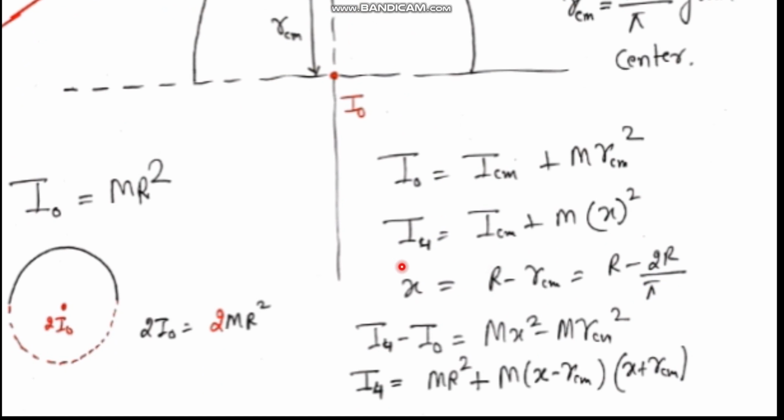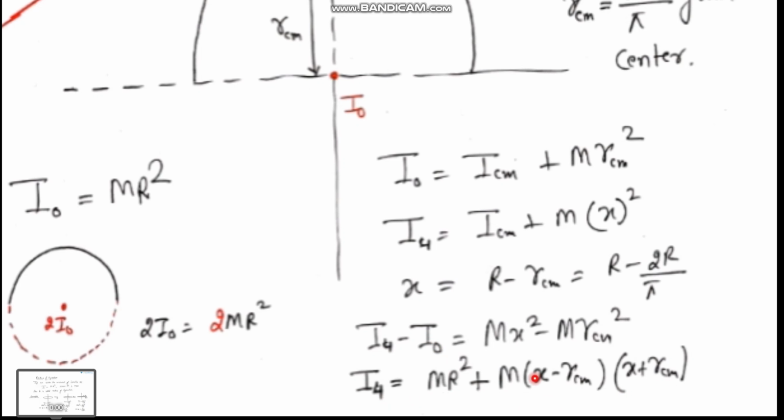I obtain I4 minus I0. When I subtract, ICM will cancel out. This will be M X squared minus M RCM squared. Out of this I can take M common. It will be X squared minus RCM squared, which is X minus RCM into X plus RCM. The value of I0 I have obtained is MR squared, so I put it over here. So I get I4 is equal to MR squared plus M into X minus RCM into X plus RCM.